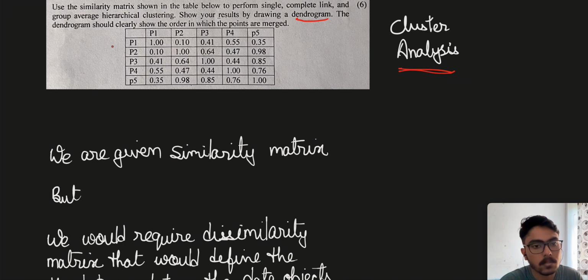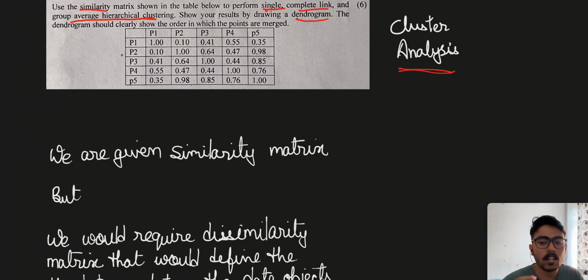So we are given this similarity matrix. The thing to be noticed carefully here is we are given a similarity matrix and we are asked to perform these three: single, complete link and group average hierarchical clustering, right? Three. And then draw the dendrogram finally.